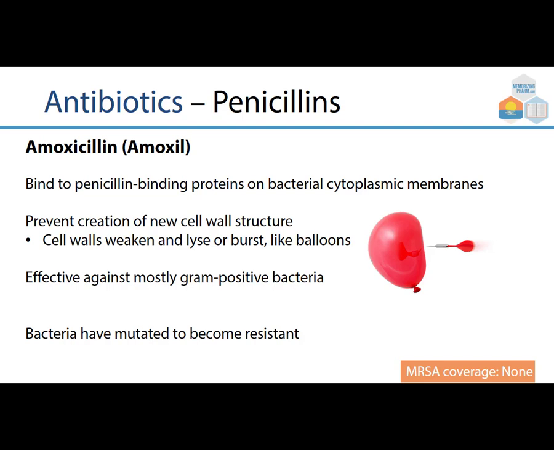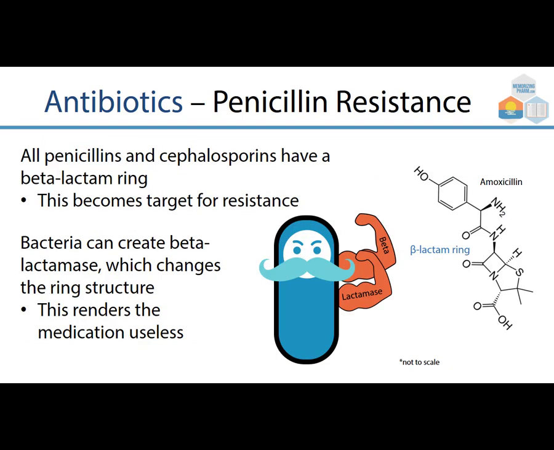But bacteria have mutated to become resistant. And one specific resistance that we'll talk about is the beta-lactamase enzyme that bacteria produce. So all penicillins and cephalosporins have what's called a beta-lactam ring. If you've had organic chemistry, you know exactly what this is, but it's just a chemical structure. And it's an important one because this is the target for resistance. So bacteria can create beta-lactamase. So when you see ACE at the end, it might be an enzyme, which in this case it is. And that changes the ring structure. It renders the medication useless.